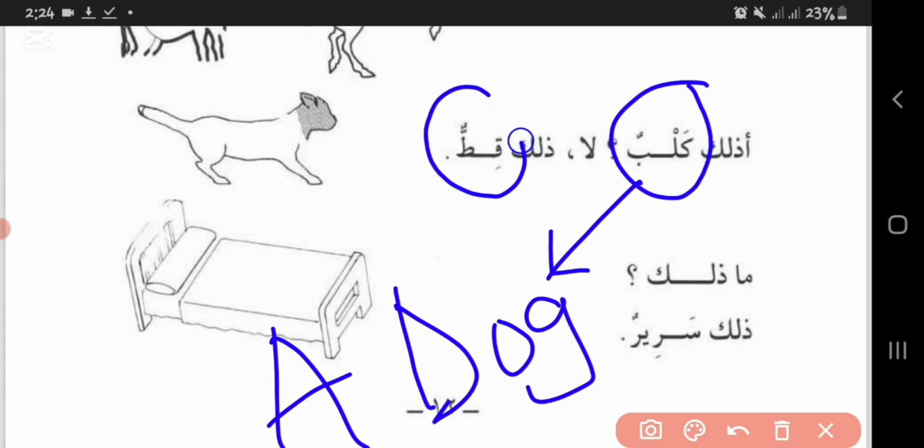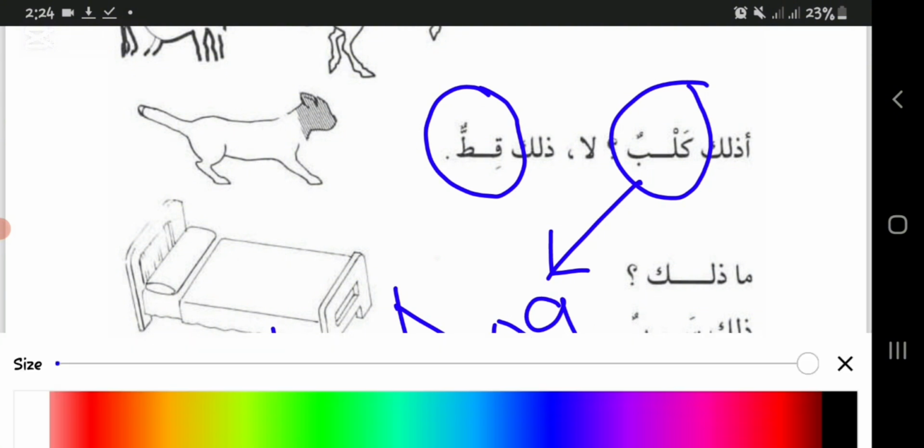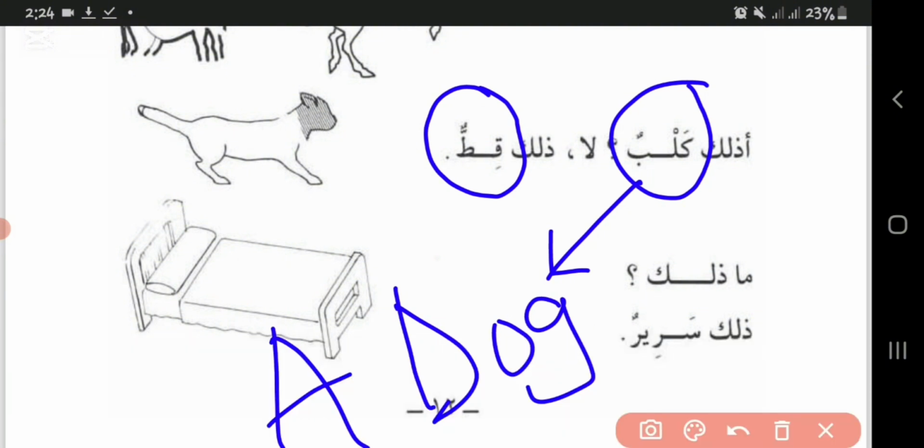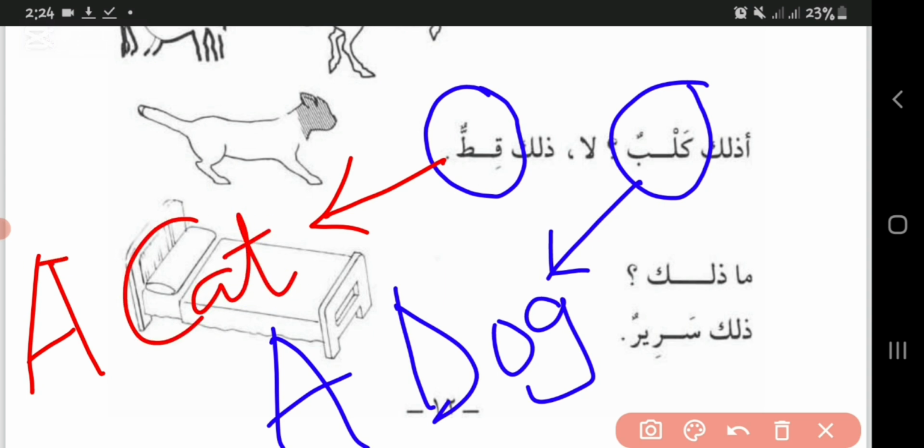Then we have another new word, which is kittun. It means what? A cat. So now, أذلك كلب, is that a dog? You can see it's a form of question. That's why you can see the question mark indicated here.